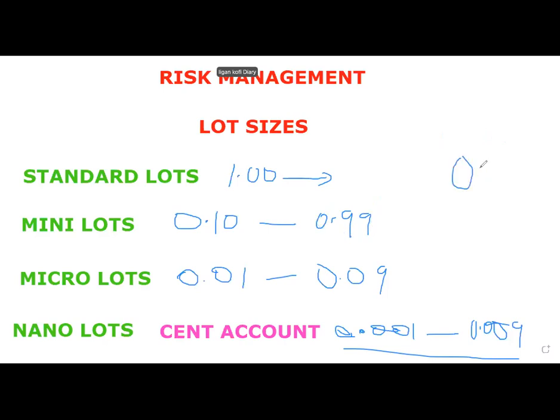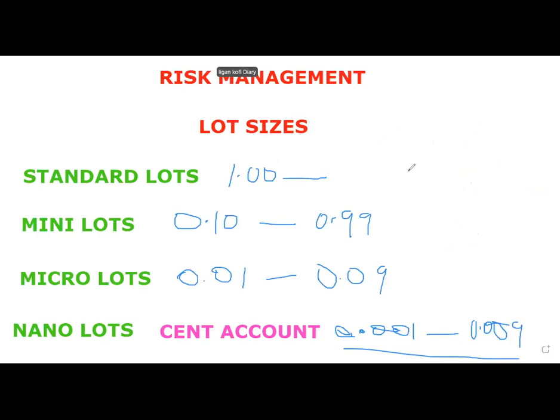So immediately it gets to 0.99. So if I use a lot size, which is 0.50, I am using a mini lot. If I use 0.20, I am using a mini lot. If I use 0.15, I'm still using a mini lot. If I use 0.12, I'm using a mini lot. So between 0.10 up to 0.99, you are using what? A mini lot. And then above that, from 1.00 upwards, up to infinity, you can be using 2.0, 2.05, 2.5, in that order. Whatever lot size you use that is above 1.00 is a standard lot.